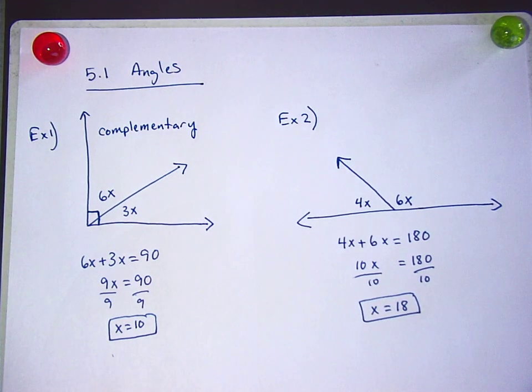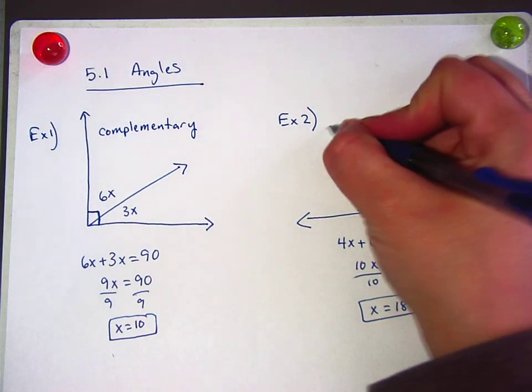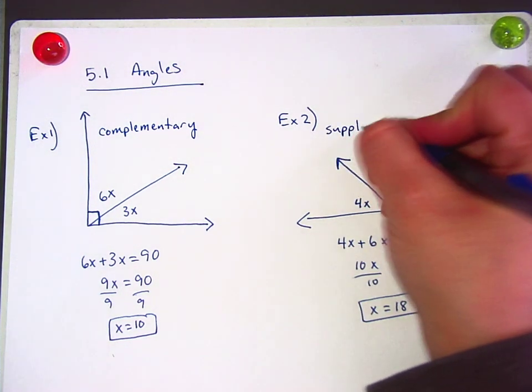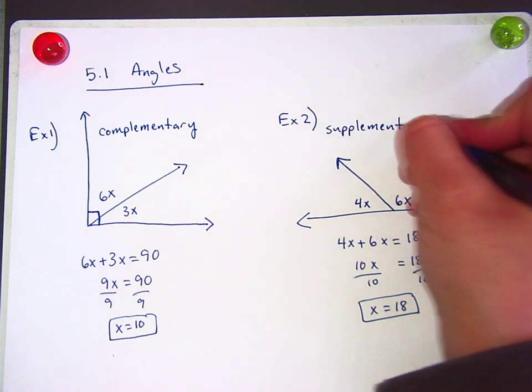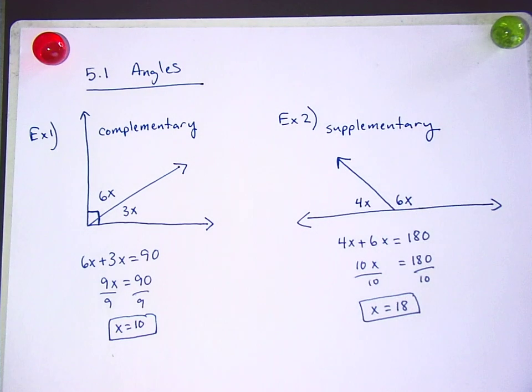What is it called when two angles add up to 180? Supplementary. That's just straight geometry there.